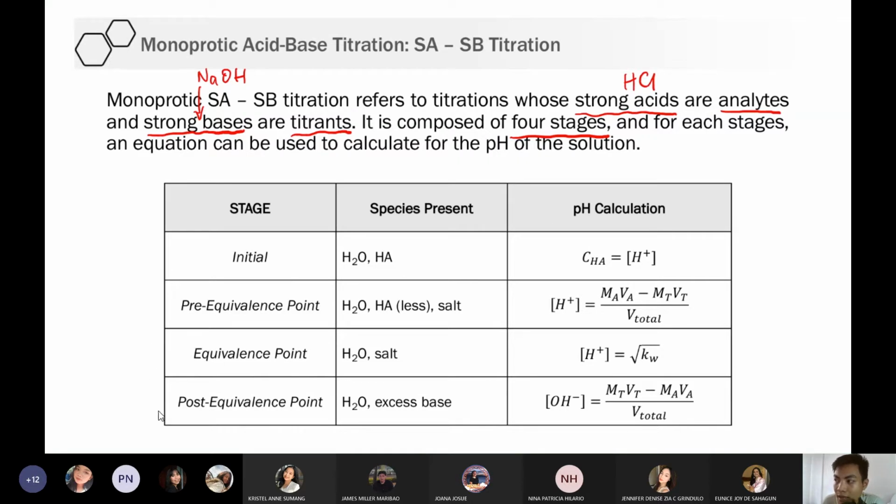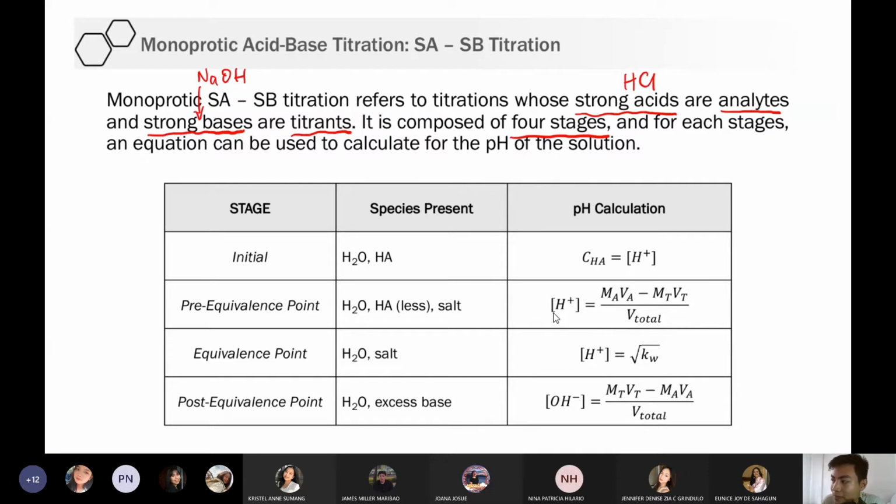Then, after nun, kapag sumobra ka, pag lumagpas ka sa equivalence point, post-equivalence point na. Ito yung super pink kanina. Post-equivalence point. At post-equivalence point, what happens here is that you have water, you have the salt, and the excess base, yung sobrang base, no? Mga sobrang titrant na nadagdag mo. So, how do we calculate for the pH of the solution? Okay? So, since base yung magko-contribute sa pH, so we solve for OH equals to MTVT minus MAVA divided by V total. Baliktad siya dito.